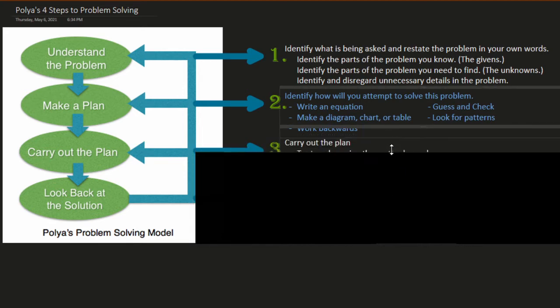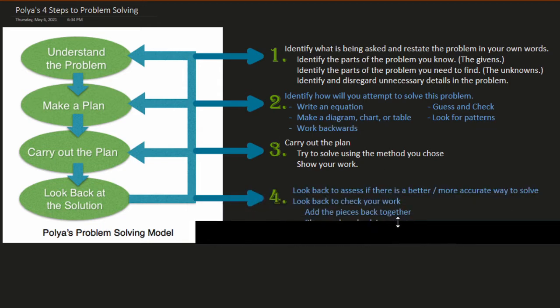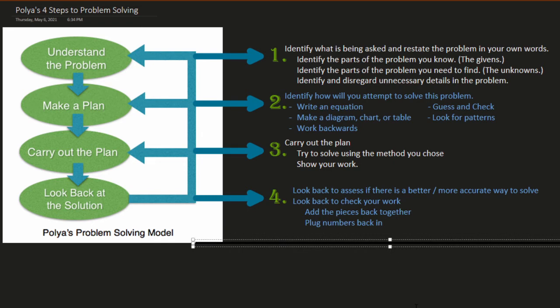And when you choose a way that you're going to attempt to solve, that's when we carry it out. We try to carry out the plan, and we're going to use the method that we chose. And we're also going to show our work. It's important to show your work because when you get to step number 4, that's when we're going to be looking back at our solution. We're going to look back to assess if there's a better or more accurate way to solve. And also it's a good idea to look back and check our work. This is where we can plug in numbers and we can add the pieces back together to make sure that we did in fact get the right answer.